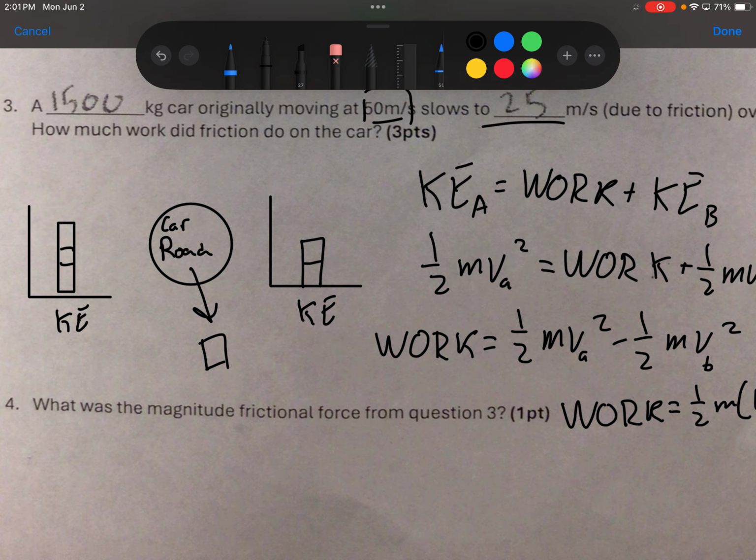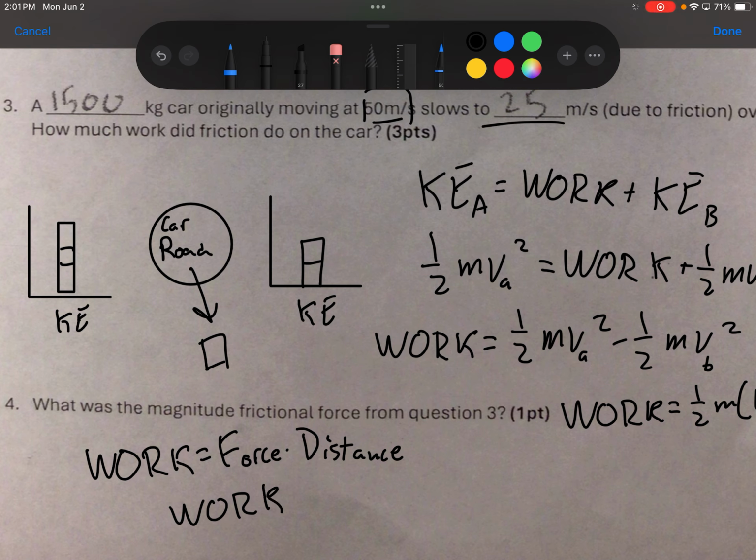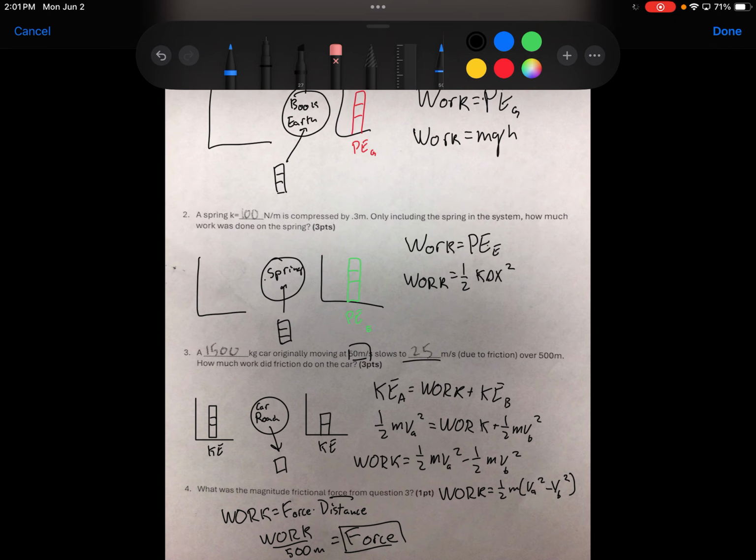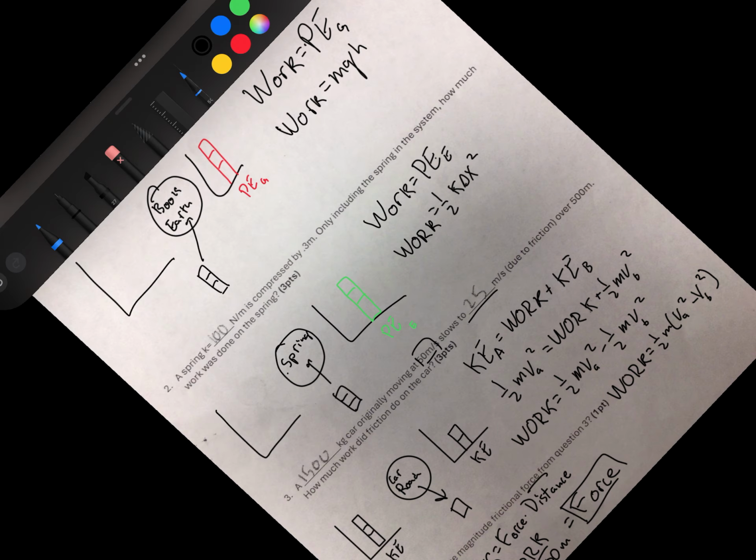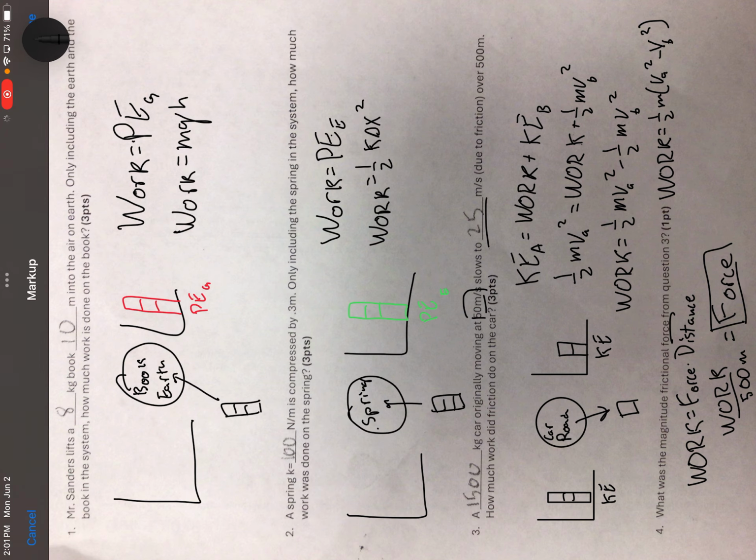Now, once you have your value for work, work is equal to force times distance, right? And you know your distance, it's 500. So you're going to take your work and divide by 500 meters, which was your distance, and that will give you the force of friction. And there is the second page of the quiz.